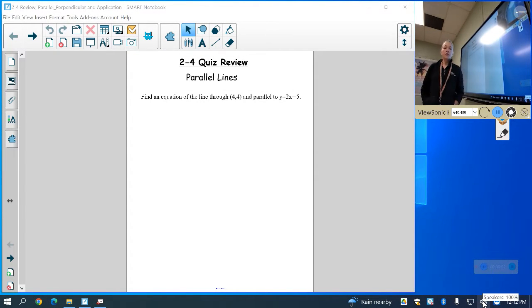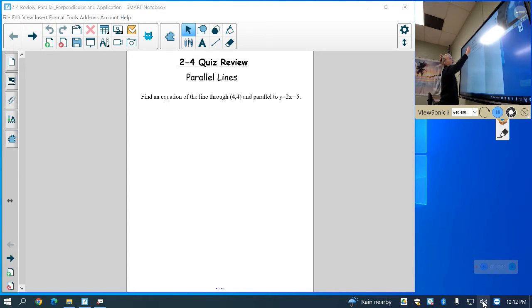Okay, let's review for your quiz on Tuesday. Parallel and perpendicular lines and the application of the equation of a line in y-intercept form. Talking about slope and y-intercept. Okay, first question we're going to talk about is find an equation of a line through the point 4, 4 that's parallel to y equals 2x minus 5.